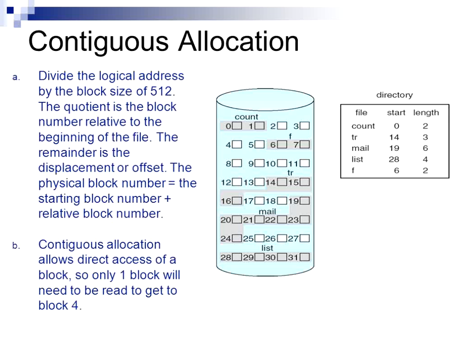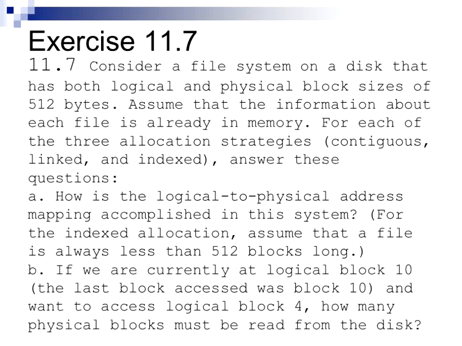The first part of the question is, how do you convert from the logical address to the physical address? And so with contiguous allocation, what you would do is divide the logical address by the block size of 512. The quotient will be the block number. Oh, I'm sorry. Okay, I'll go back one. The previous slide was just going over the question.